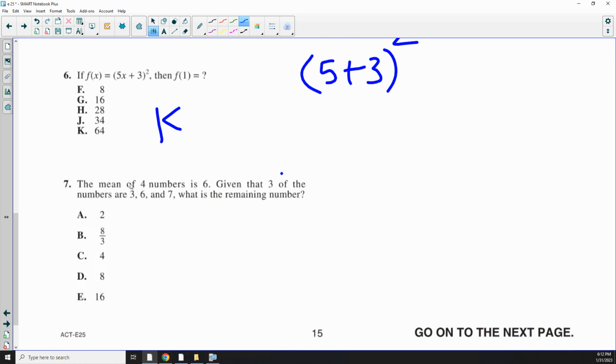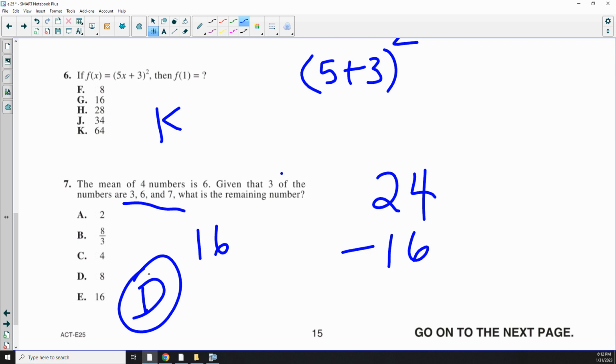Average is total. The average of 4 numbers is 6. So I'm going to multiply and get 24. The total given is 16. So who's the last number? 24 minus 16, 8.